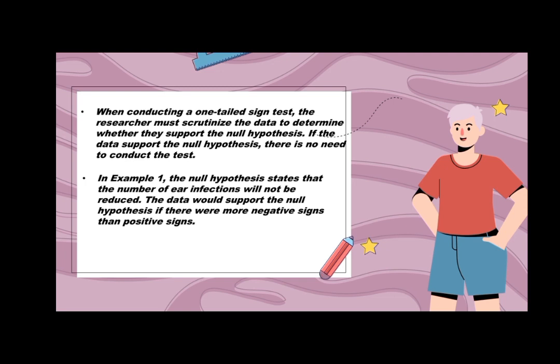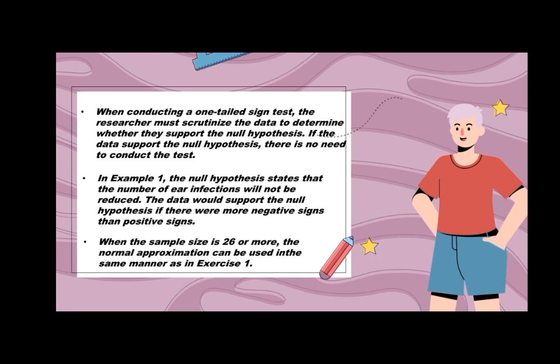On the other hand, if the number of ear infections were reduced, the x sub b values for the most part would be larger than the x sub a values, and the x sub b minus x sub a values would most often be positive, as in example 1. Hence, the researcher would continue the procedure. A word of caution is in order, and a little reasoning is required. When the sample size is 26 or more, the normal approximation can be used in the same manner as in exercise 1.